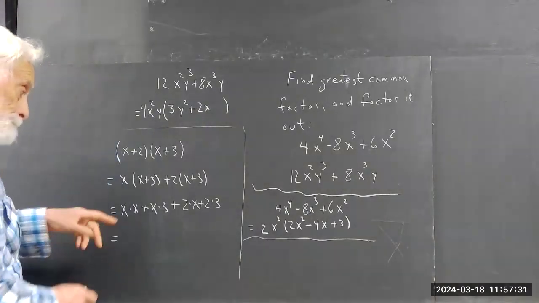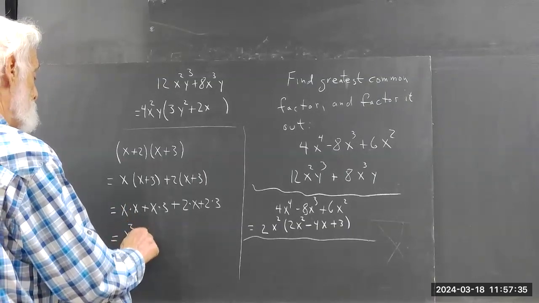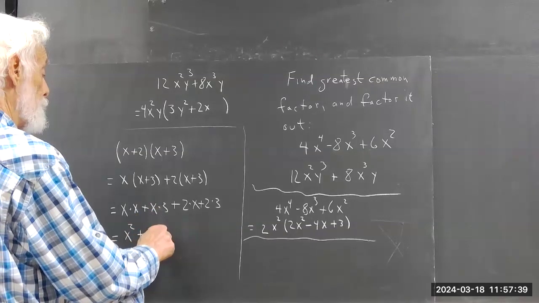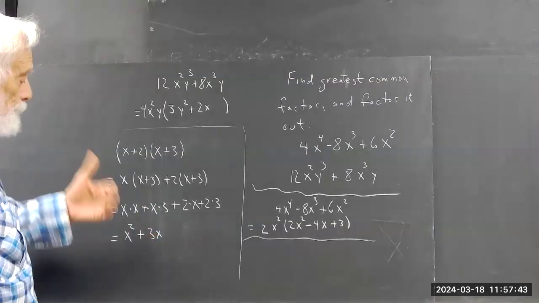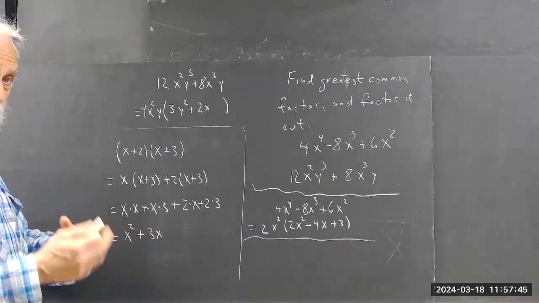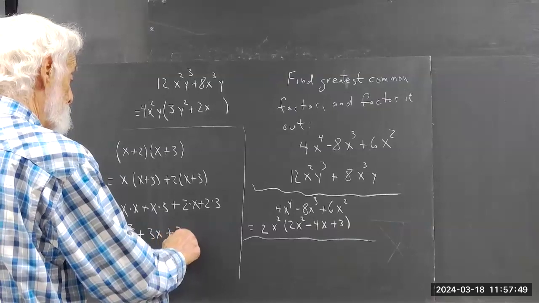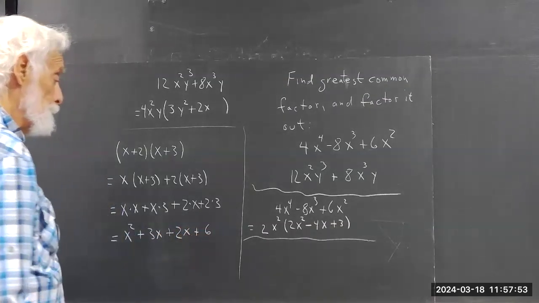Okay, so x times x is x squared. X times 3 is the same as 3x. 3x means 3 times x, which is the same as x times 3, because it doesn't matter in which order you multiply things. And then plus 2x, and 2 times 3 is 6.